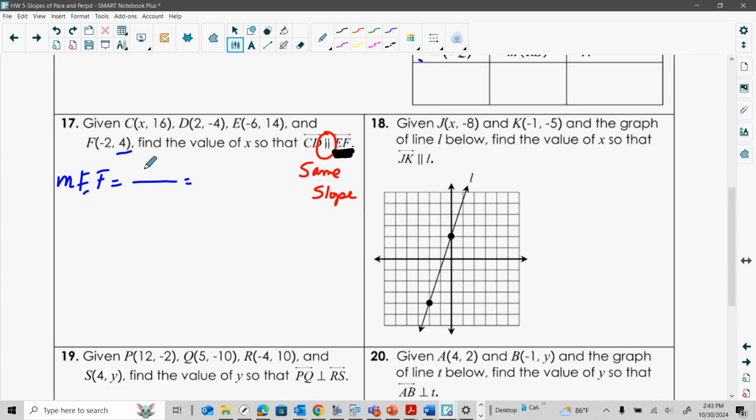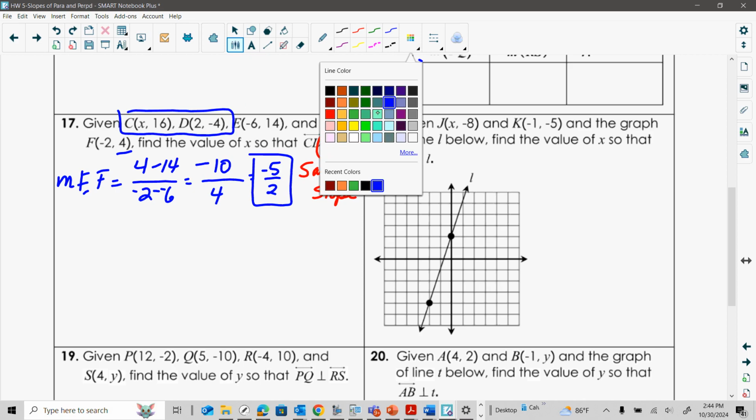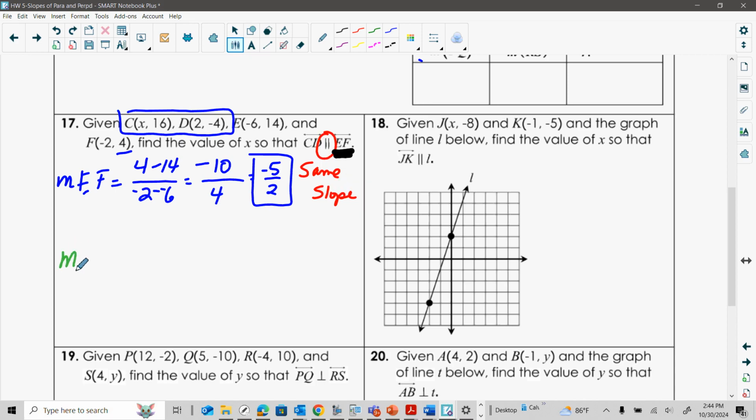The y2 is here, the 4. So it's 4 minus 14, and then -2 minus -6. So that is the -10. That becomes +4. So -5 over 2. So we're using this slope to help find the x in the CD. So if I use the setup for our point CD, this would be -4 minus 16 on top, and then 2 minus x on the bottom.